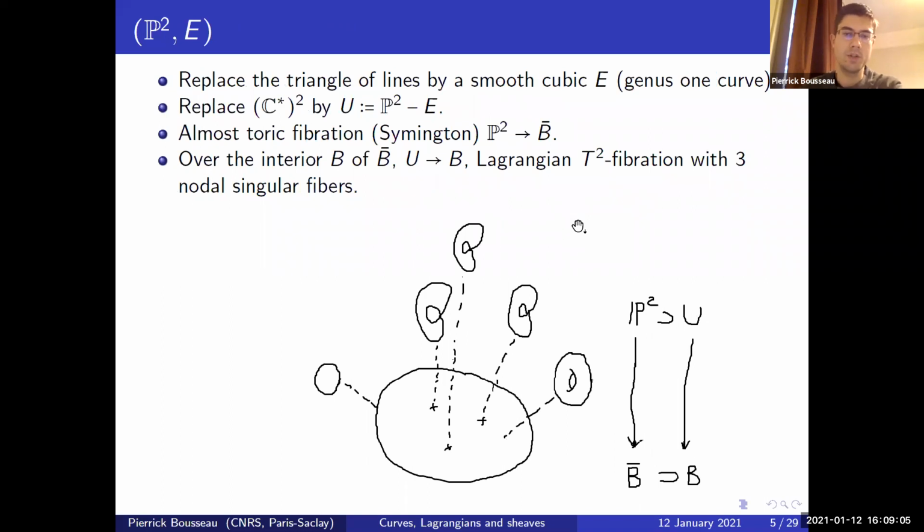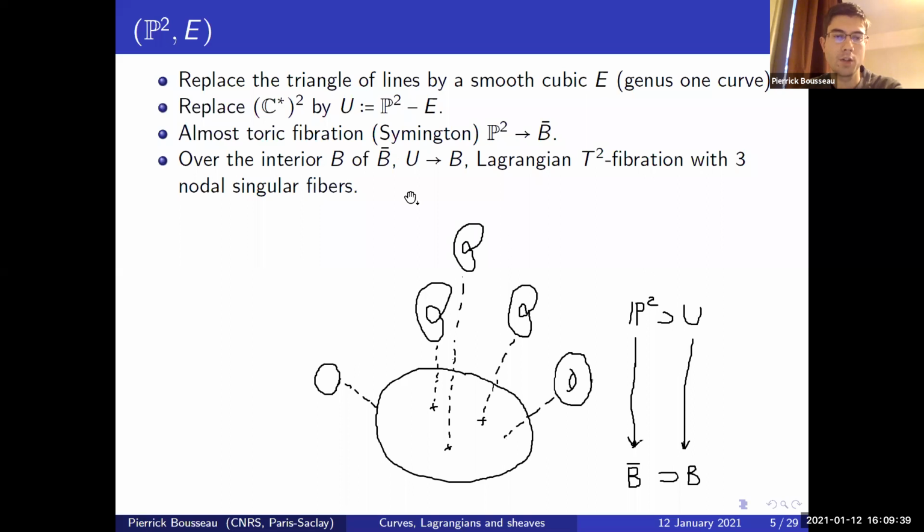What we really care about is some deformed version of this picture, in which we replace the triangle of lines in P2 by a smooth cubic curve. So it's a genus 1 curve in P2 that I denote by E. And we will replace C star squared, which was a complement of a triangle of lines in P2, by a different affine variety called U, which is a complement of E in P2.